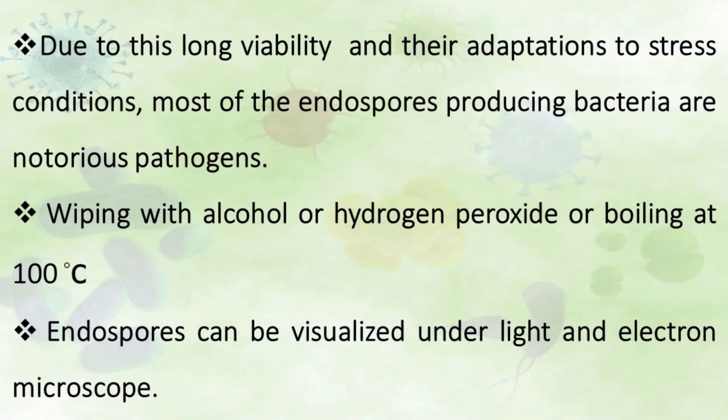Due to this long viability and their adaptation to stress conditions, most endospore-producing bacteria are notorious pathogens. Notorious means having a highly disease-causing ability; that is called a pathogen. Wiping with alcohol and hydrogen peroxide or boiling at 100 degrees Celsius does not destroy the bacterial endospore. Bacterial endospores can be visualized under light and electron microscopes.